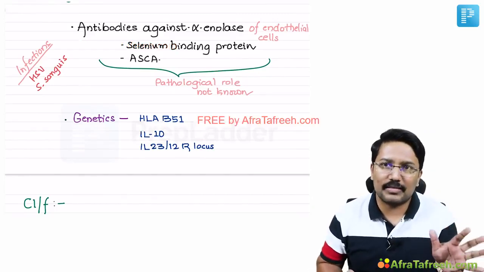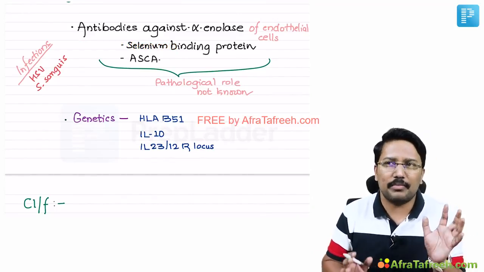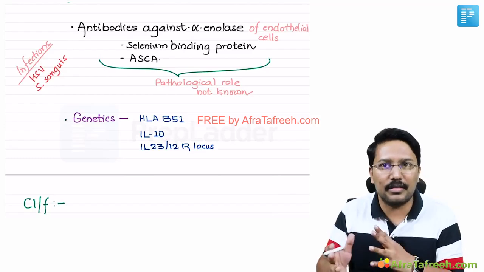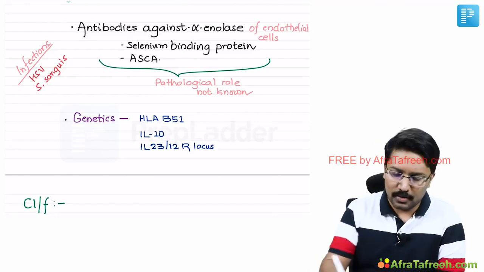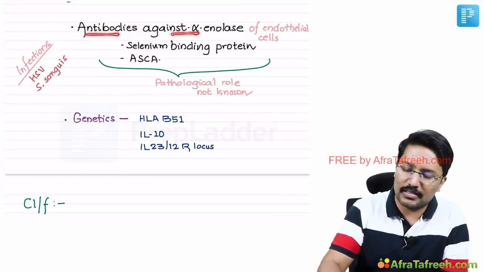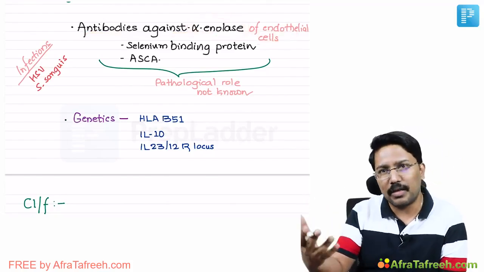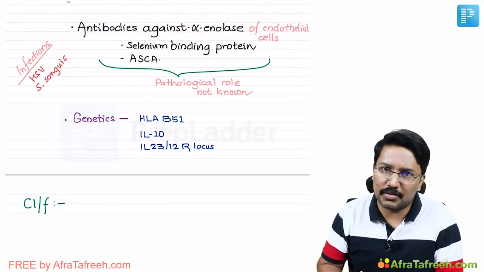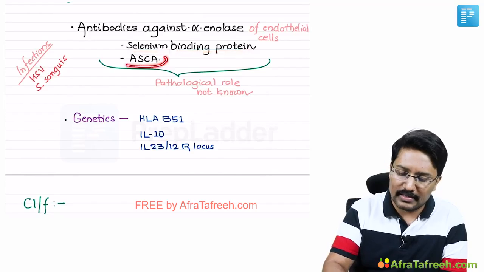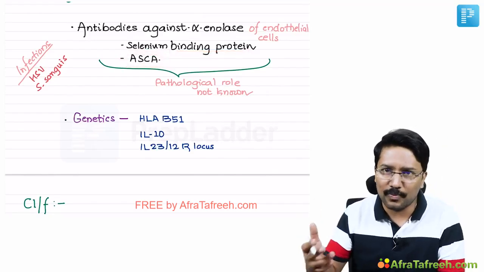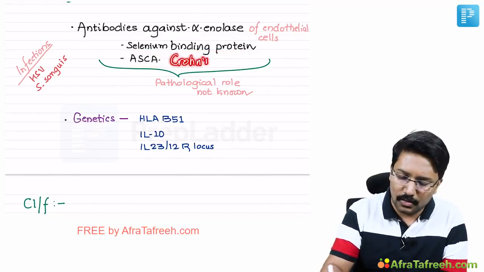Now, in terms of pathogenesis, I have already made it clear we don't know much about it, but we have certain observations which may have some pathological consequences in the future. As of now, we don't know what exactly these observations mean. We have noted that these patients have antibodies against alpha enolase of the endothelial cells. Probably that explains the vascular injury that we see in these patients. We have also seen antibodies directed against selenium binding protein and ASCA, the anti-Saccharomyces cerevisiae antibody. Where else do we hear about it? We hear about it in patients with Crohn's disease.